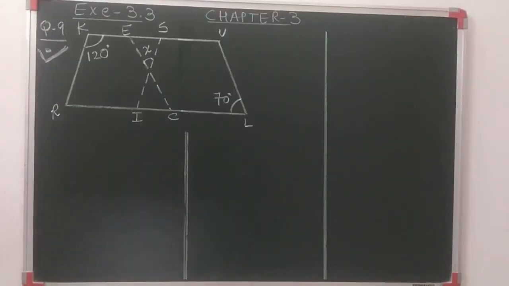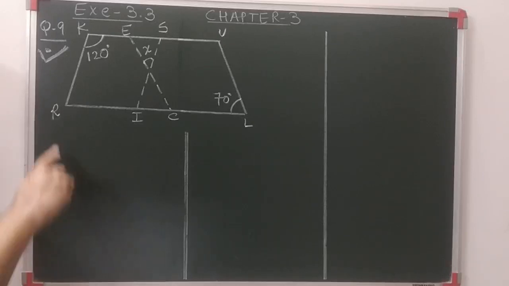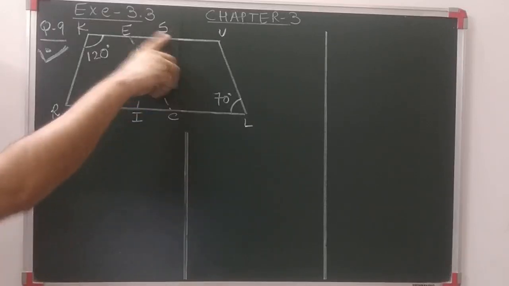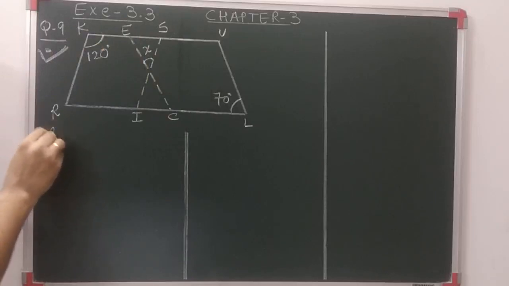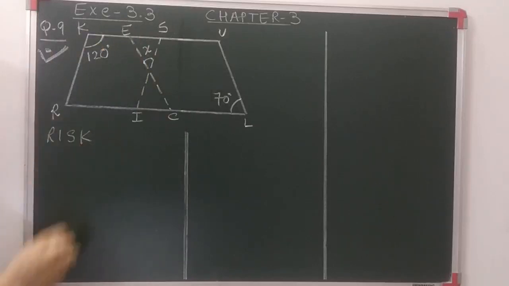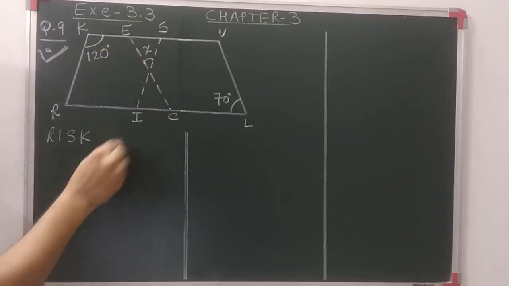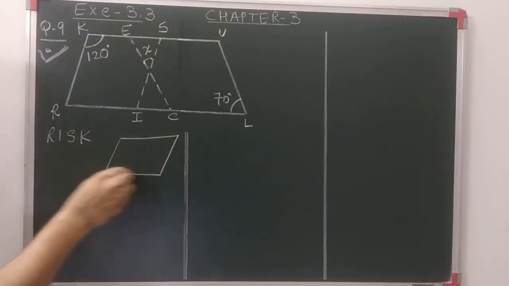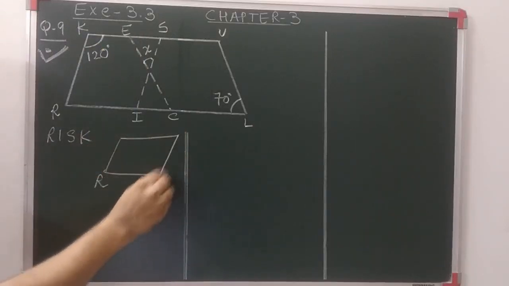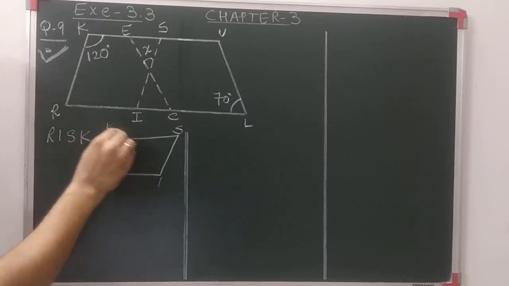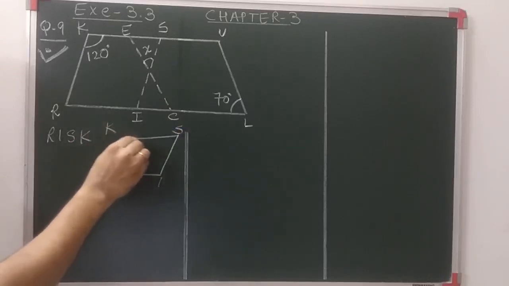Let us see the last question of this exercise, and it is one of the most important questions. Remember students, this could be a 4-mark question sometimes. Let us see what is given. Here there are two parallelograms given. RISK. This is one parallelogram. If I draw this diagram independently, this is the diagram RISK. And this angle is given 120.